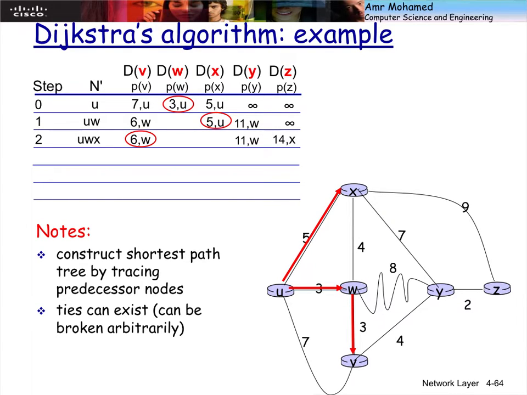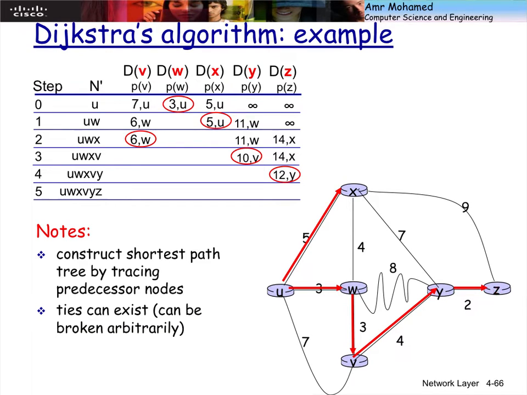Right? So now we started to see some cost on all the links, and of course the minimum here is V. So V is added to the shortest path. And when we add V, we have to add V from W because this is the predecessor. And we keep doing that. Okay? So now we have to add Y. Y is the minimum, and we have to add it to the N dash.